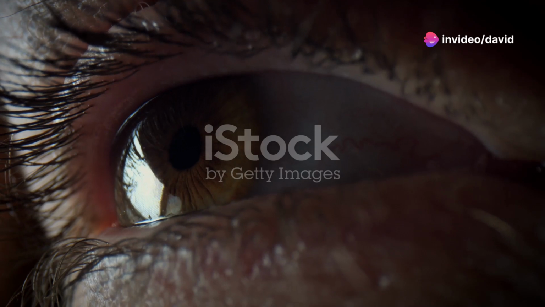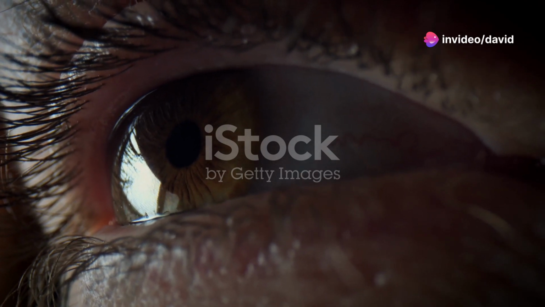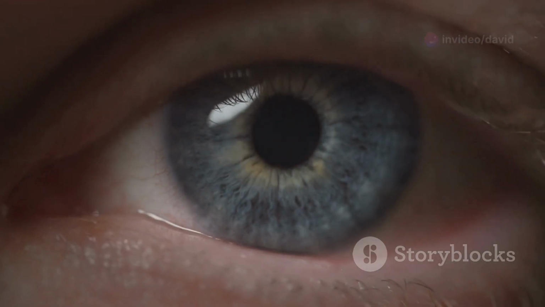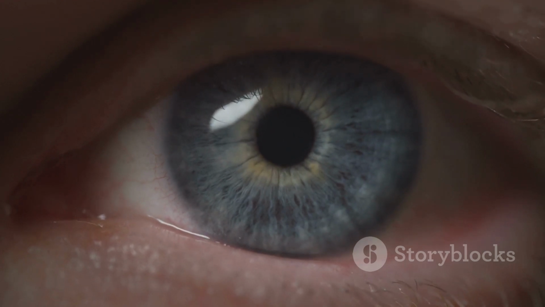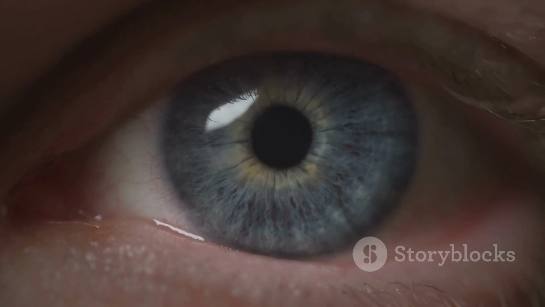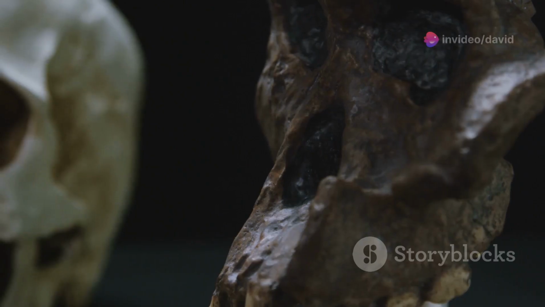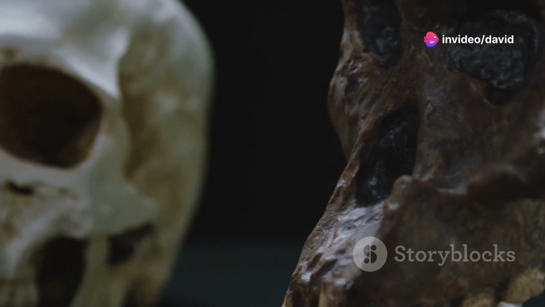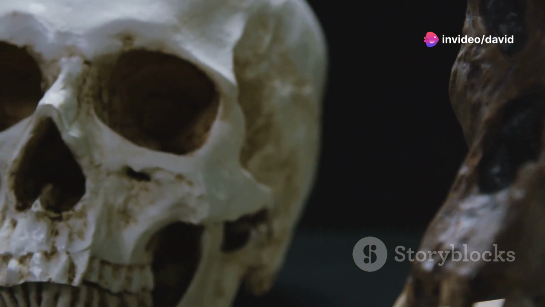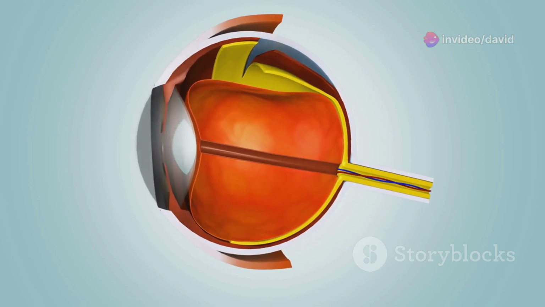One argument against evolution is the idea of irreducible complexity. This argument claims that some biological structures, like the human eye, are too complex to have evolved through a series of small changes. However, this argument ignores the power of gradual change over vast stretches of time. The evolution of the eye didn't happen overnight.